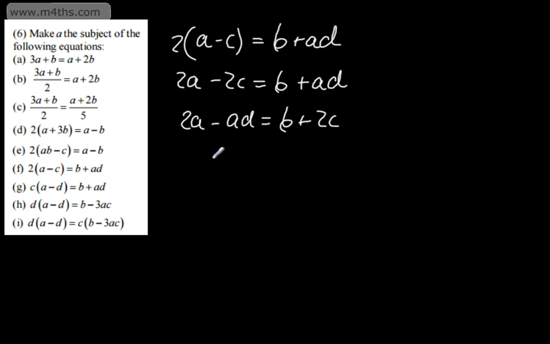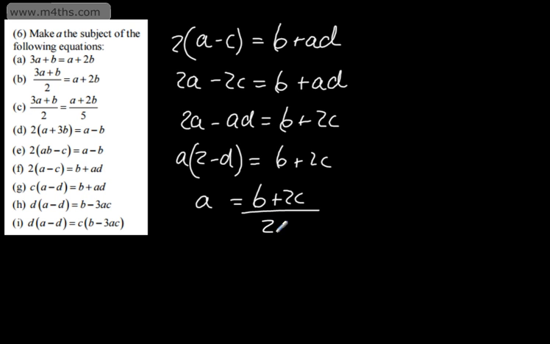Everything on the left-hand side has an a, everything on the right-hand side doesn't. We can isolate the a by factoring it out. Common factor of a, 2 minus d in the brackets, is equal to b plus 2c. And then dividing through both sides of the equation by the content of the bracket will give us a in terms of b, c and d.